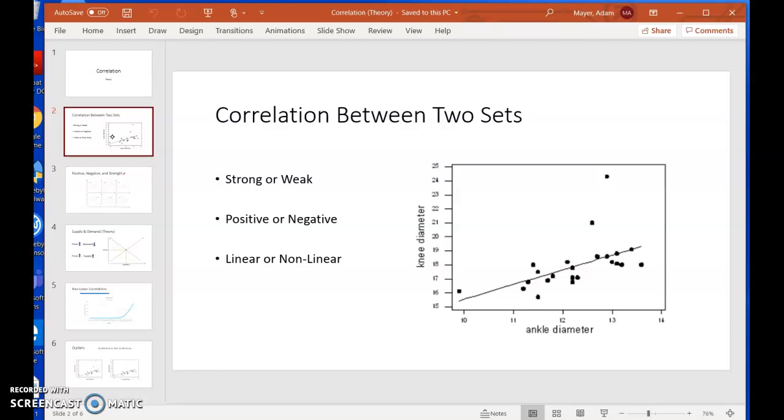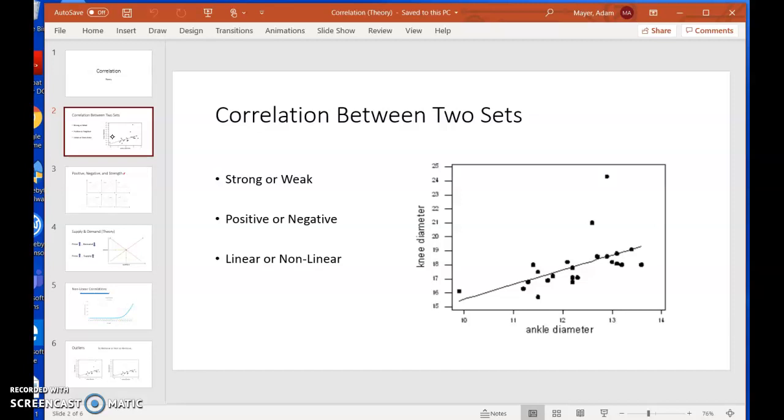So, we're relating two sets. In this particular example, we have the diameter of your ankle versus the diameter of your knee, right? That seems as if there ought to be some sort of relationship between how big your ankle is and how big your knee is. So we have different ways to classify correlations. They can be strong or weak correlations, or no correlation. We can have a positive or negative correlation, and we can have a linear or non-linear correlation.